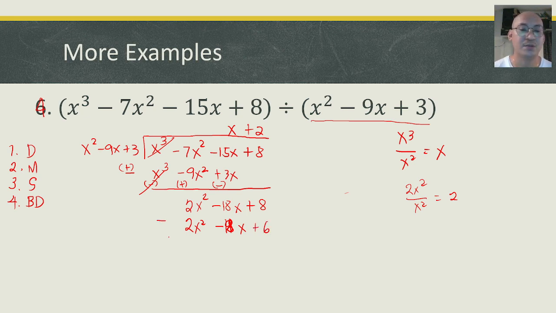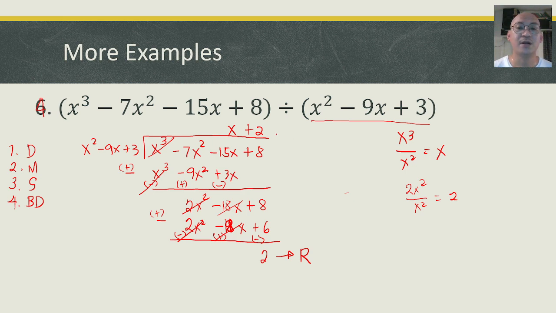Then subtract. We have here now, change the sign to negative, and then this is positive, this is negative, and follow the rule of addition. So this will be 0. Then negative 18x and positive 18x is also 0. Then 8 minus 6, or positive 8 and negative 6, is positive 2. And this is our remainder.